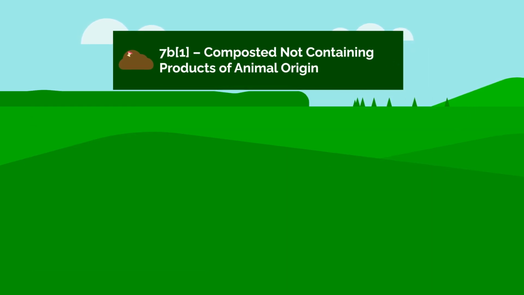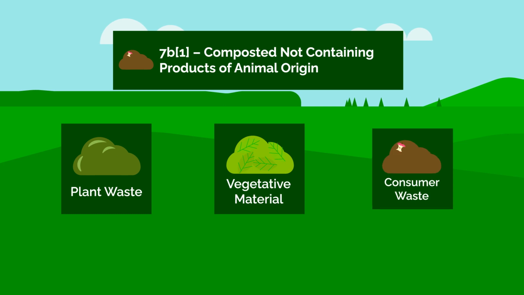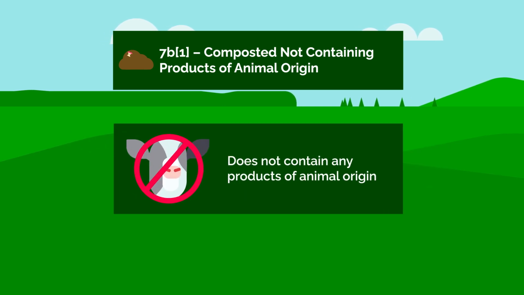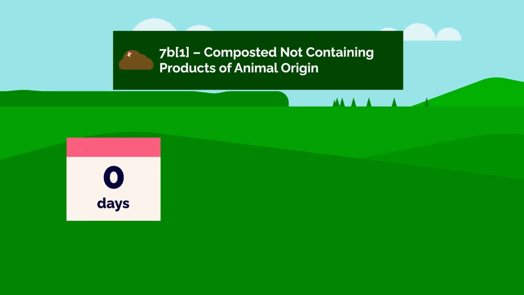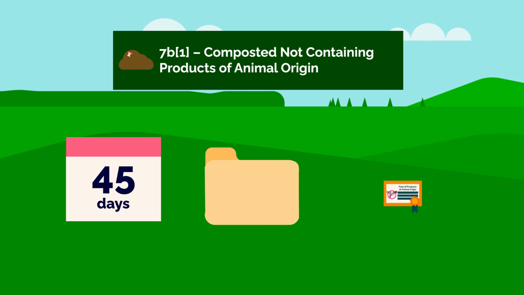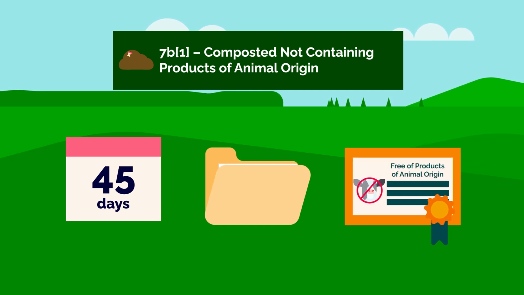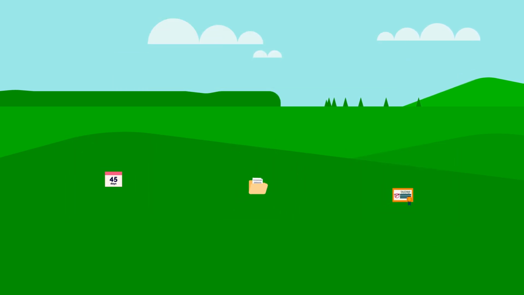7B1. Composted, not containing products of animal origin. These products include plant waste, vegetative material, and consumer waste that does not contain any products of animal origin. These soil amendments must be applied at least 45 days before harvest and require a composting process validation and documentation that demonstrate the products are free of pathogens of concern and free of products of animal origin.